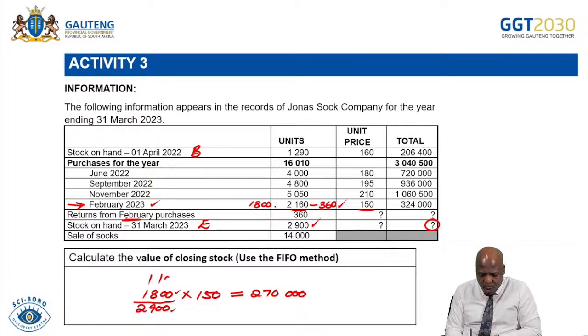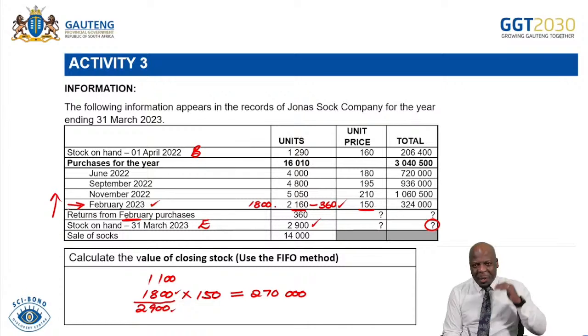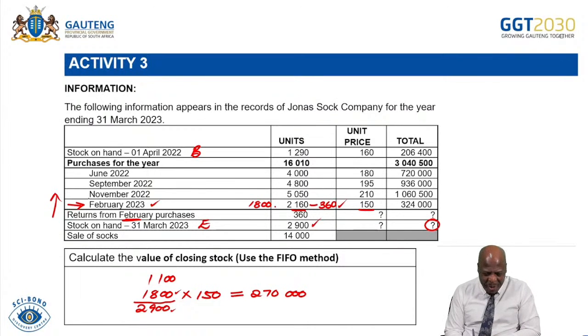1,100. And that 1,100, remember, we start from the bottom and so we're going up now. We are in November. In November, were there any returns? No, I don't see any returns. And then in November, we bought 5,050. So some of them were sold. How many have not been sold?